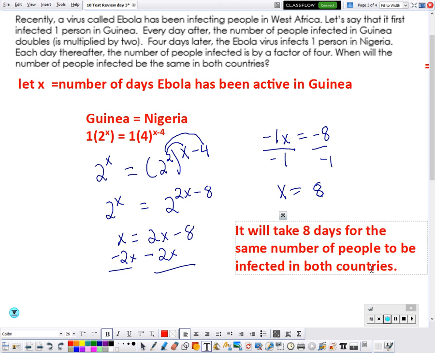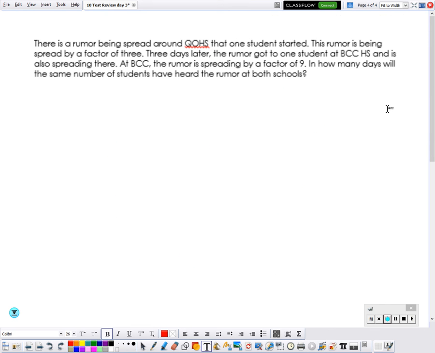All right. You guys want to do another one? Yes, ma'am. Okay, let's do another one. So everyone take a second and read this one. It says, there is a rumor being spread around Quince Orchard High School that one student started. This rumor is being spread by a factor of 3. 3 days later, the rumor got to one student at BCC High School and is also being spread there. At BCC, the rumor is being spread by a factor of 9. How many days will it take for the same number of students to have heard the rumor?